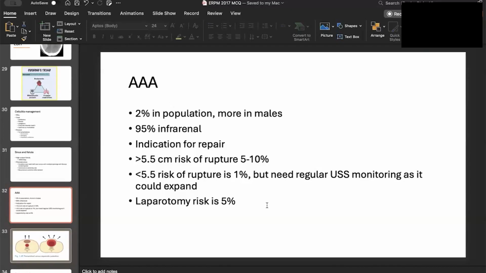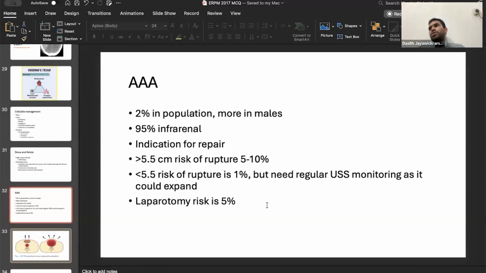So more than 5 centimeters, the risk of rupture is almost 5 to 10%. So doing a laparotomy is justified in this patient, because if the aortic aneurysm ruptures, the patient dies. Even in the theater, unless the patient is anesthetized and ready to open the abdomen, the patient most likely would die if there's a rupture and intraperitoneal bleeding. 99% the patient will die before we can intervene. Okay. So if more than 5.5 centimeters, we intervene.